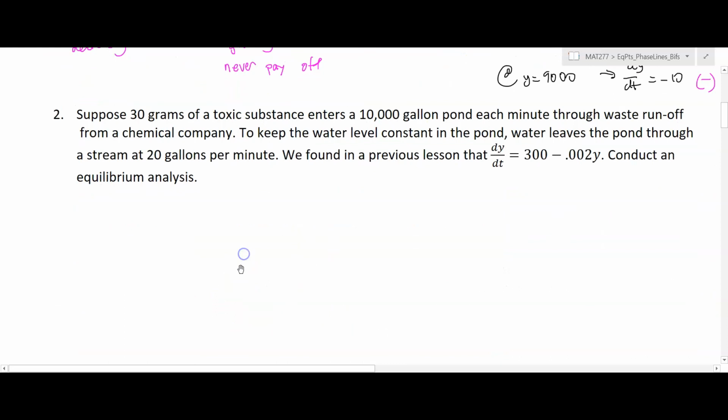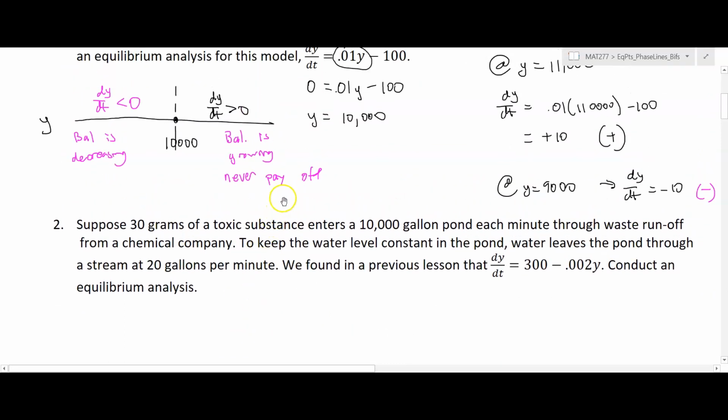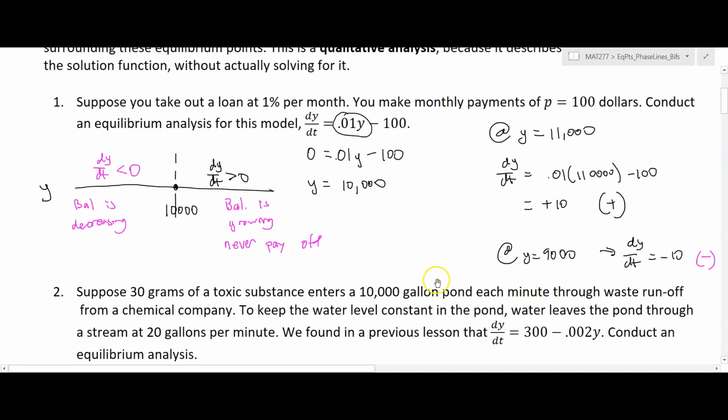Let's take a look at another one. This is also something that we took a look at, and we did find out that P equals 100 was basically the biggest payment you could make for a loan that we classified as being a $10,000 loan. So notice that this quick little analysis gave us the same level of insight that having to solve this entire model by using separation of variables did.